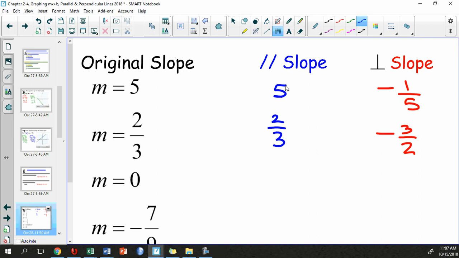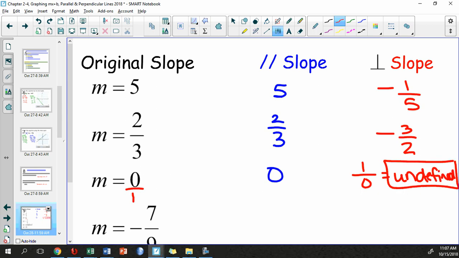Okay? What if my slope is 0? What's the parallel slope? 0. Now, think about this. Put this over 1. What is it? Someone said it. It's undefined. Why is it undefined? Because 1/0 is undefined. Do we all understand that? Okay? 0 is neither positive or negative, so that's why you can't put the opposite of that. That's why it's simply undefined.